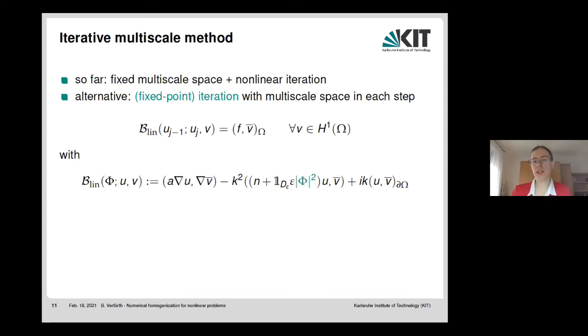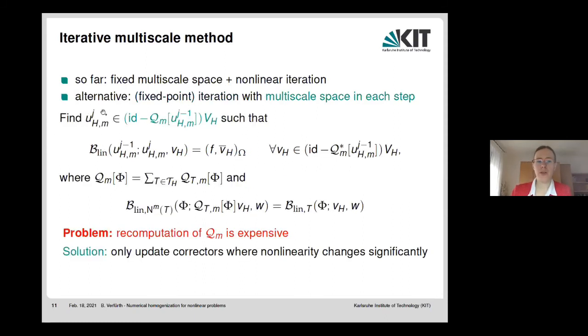And this is why you can choose this fixed point iteration also in a discrete setting. There we now define a sequence of multiscale solutions U_J^H,M in a special space that I will explain in a minute. And then again, this U_J^H,M is defined as the solution of our linear Helmholtz problem in a discrete Galerkin type setting, so with test and ansatz spaces as multiscale spaces.